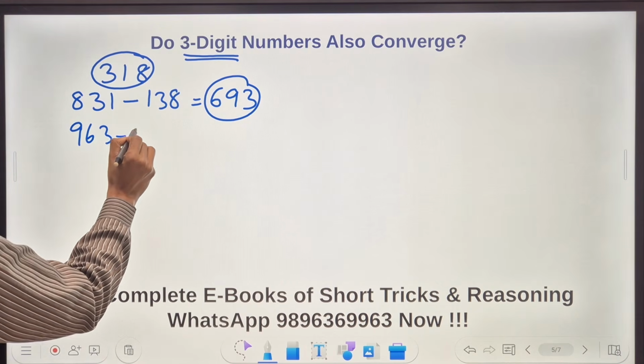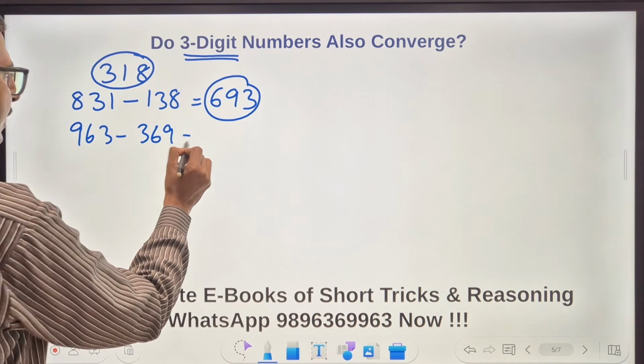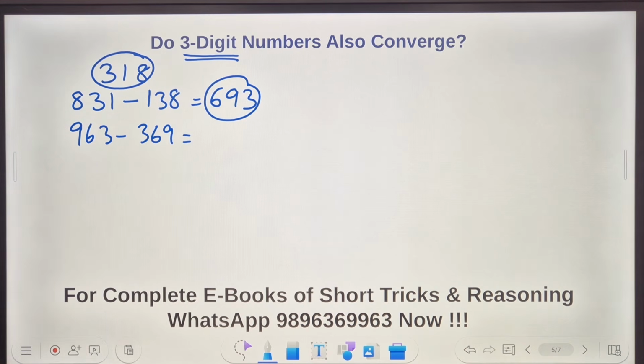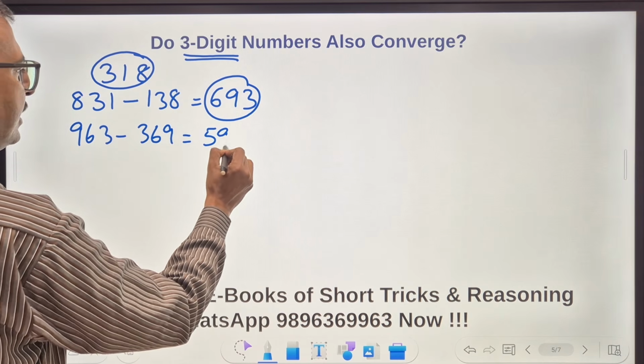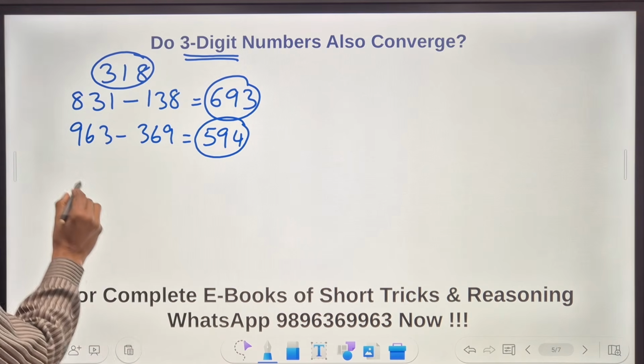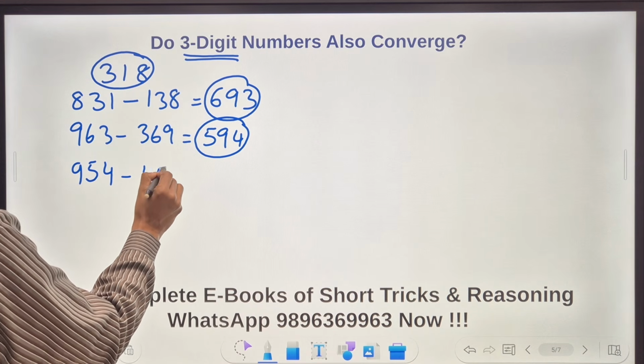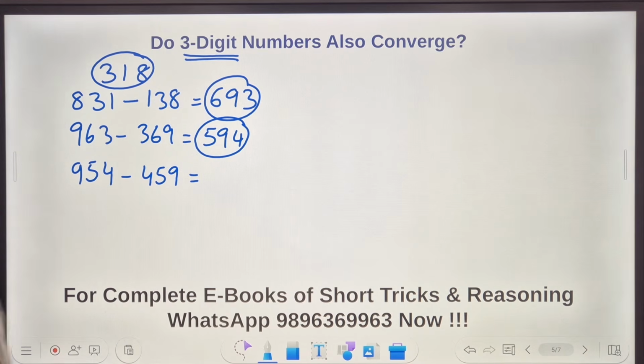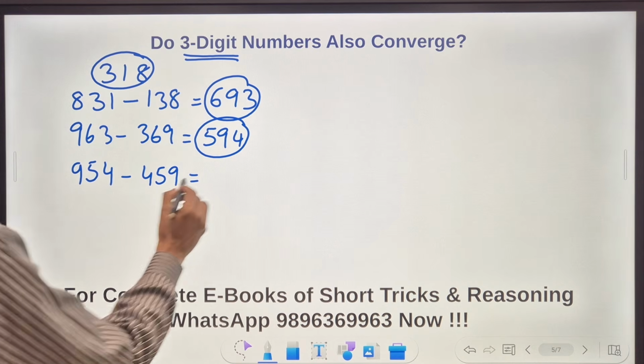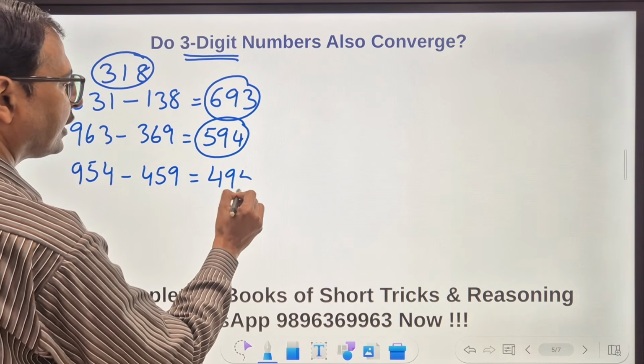963 minus 369. Let's try this. 963 minus 369, we get 594. Let's do it once more. 954 minus 459. It is going to give me the number to which all these answers are going to converge.